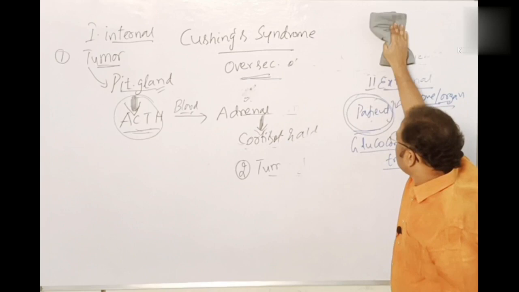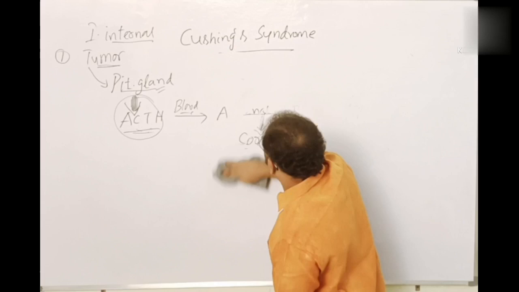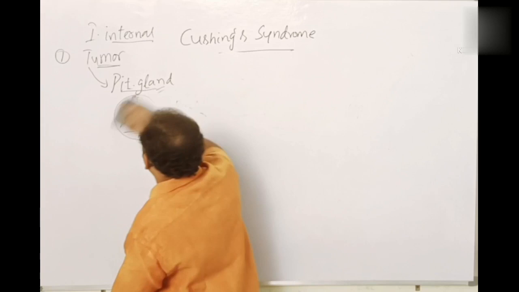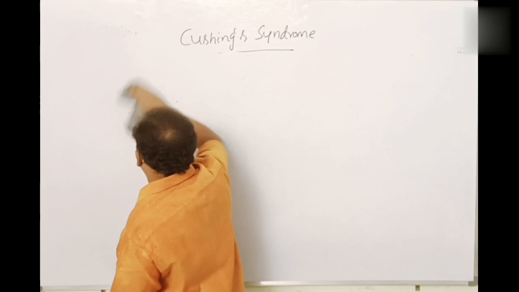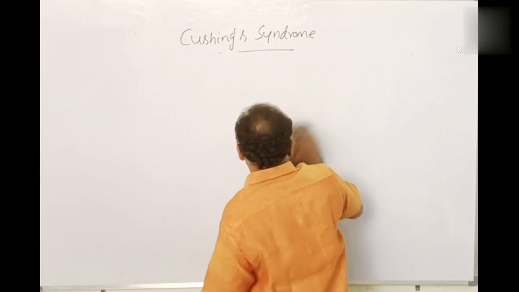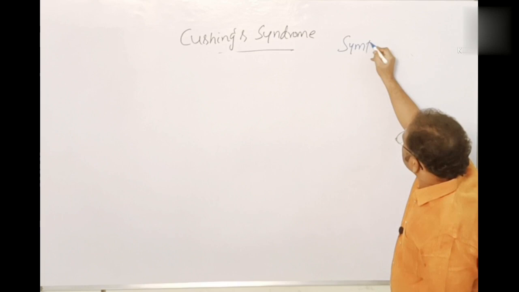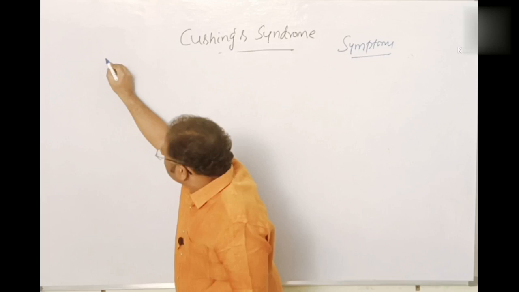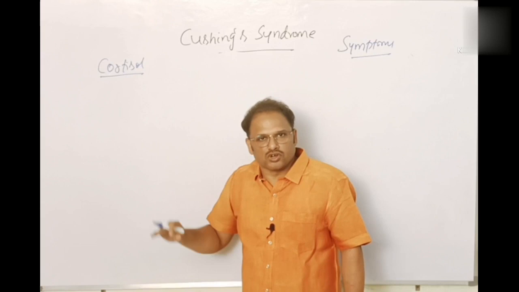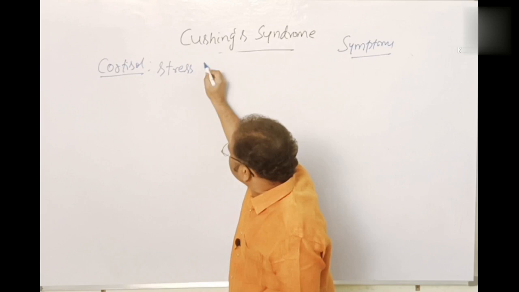Symptoms of Cushing syndrome. Before discussing symptoms, let's have a mere glance at the function of cortisol. Cortisol is a chief glucocorticoid, which I already explained, isn't it? What is the role of cortisol? It's a stress combat hormone.